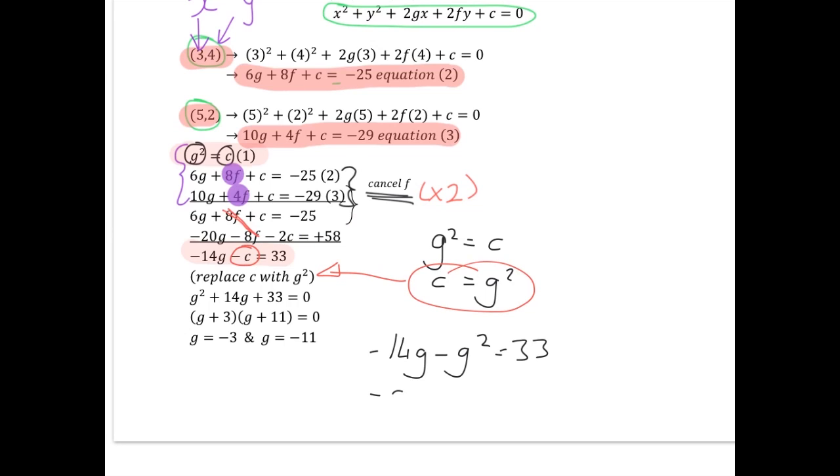So minus g squared minus 14g minus 33 equals 0. Changing everything to a plus sign, we get the equation that I have here: g squared plus 14g plus 33 equals 0. And we can solve this quadratic equation as usual to find g is equal to minus 3 or g is equal to minus 11.